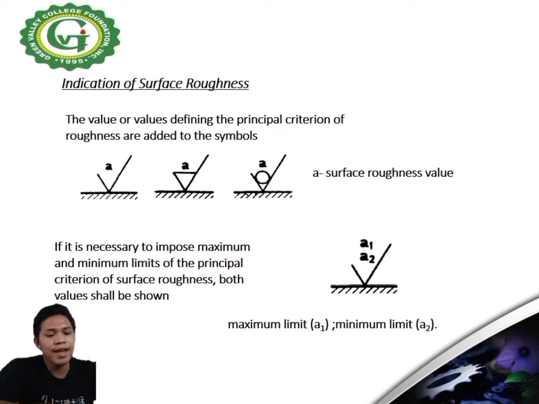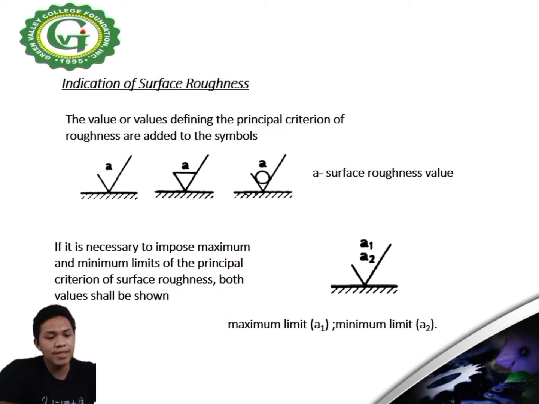If it is necessary to impose maximum and minimum limits of the principal criterion of surface roughness, both values shall be shown, like A1 and A2 in the picture: maximum limit A1 and minimum limit A2. If the required surface texture must be produced by one particular production method, this method shall be indicated in plain language on an extension of the longer arm of the symbol, as shown in the video.